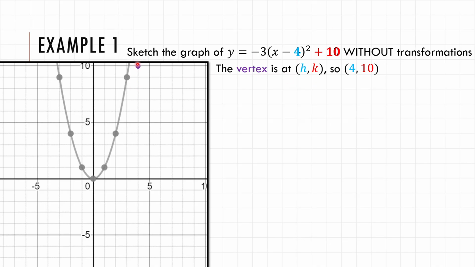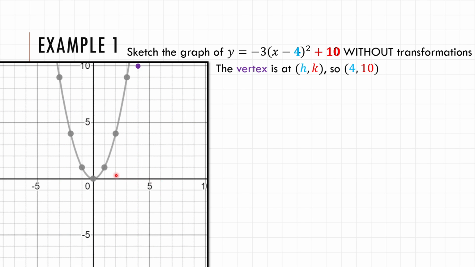I'll put that point right over there. That's the vertex. And now all I need is really one other point to draw a parabola. So what I'm going to do is choose an x value that's close to the axis of symmetry. The axis of symmetry is right at x equals 4. So I might choose 5 or 6.